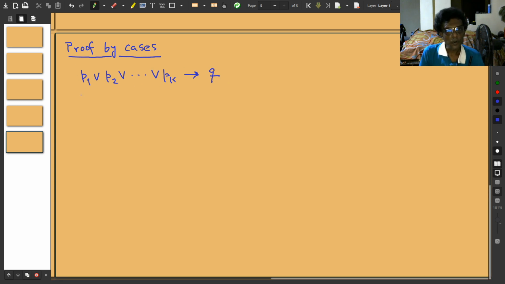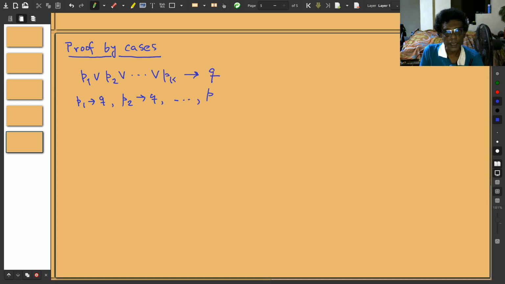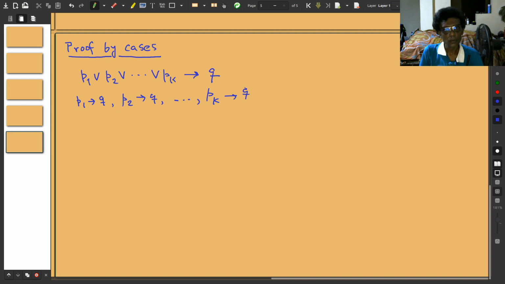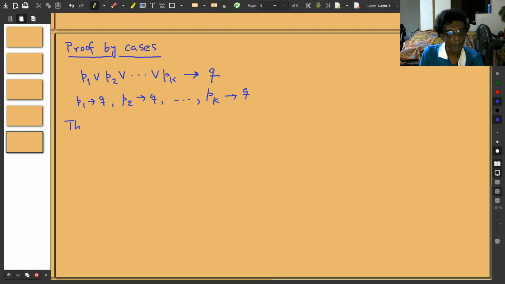So how do I proceed? In this case, I have to show all the k implications: P1 implies Q, P2 implies Q, and so on, Pk implies Q. Okay. So now, as an example, consider this theorem or proposition, whatever you call it.